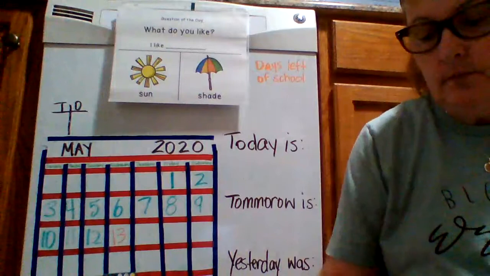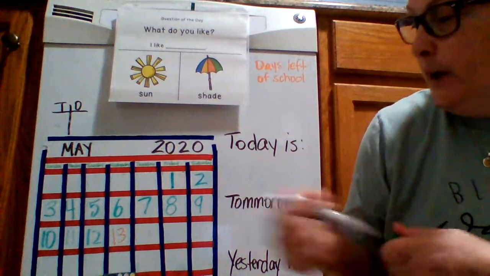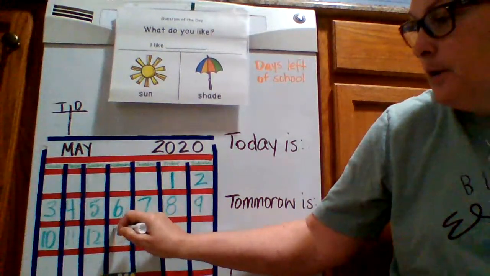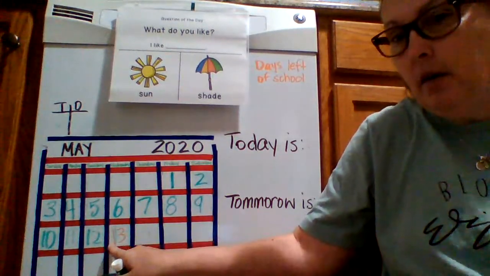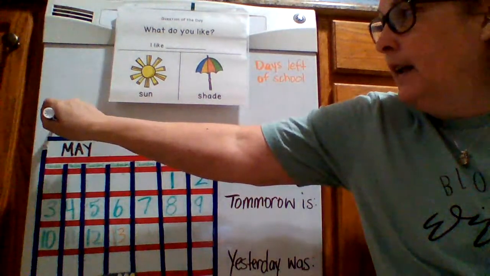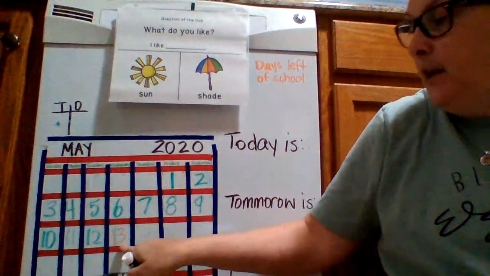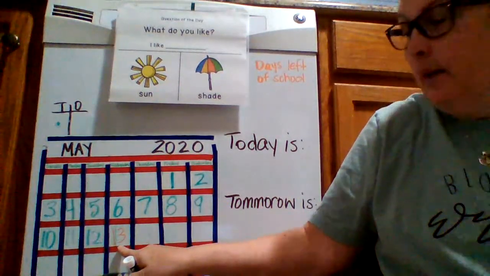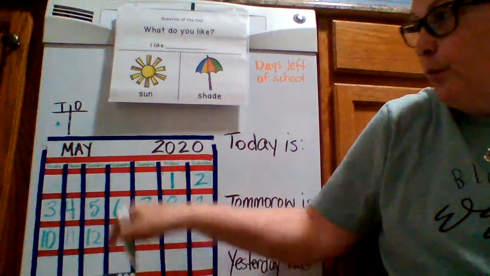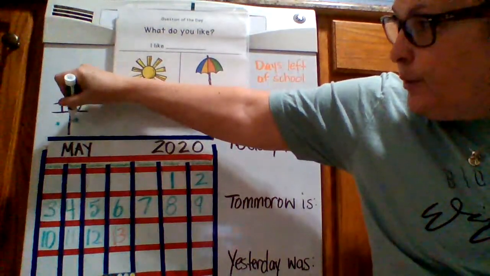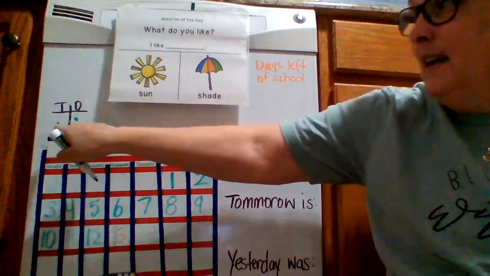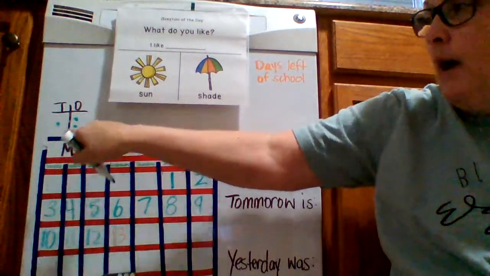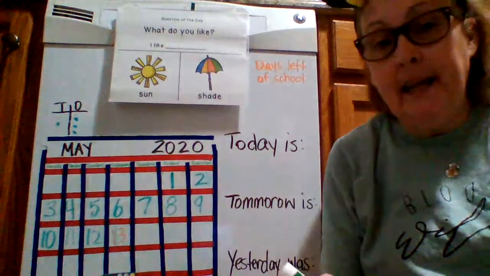13. If we cut our number in half, between the two numbers, how many tens do we have? We have one. And how many in the ones column? What number is this? Three. So we put three dots up here, and then we count 10, 11, 12, 13.